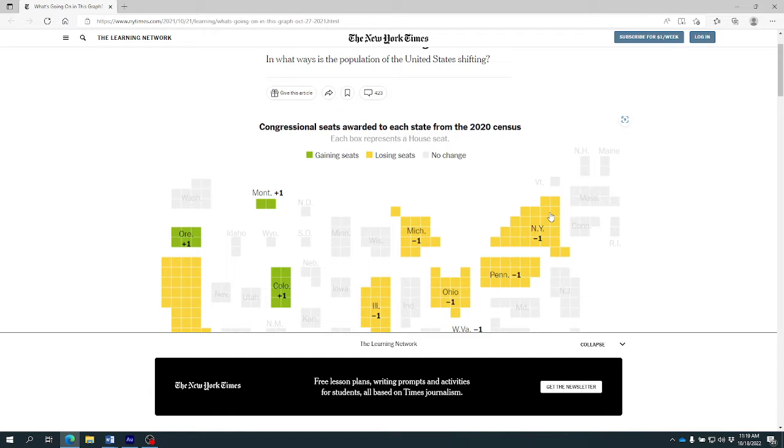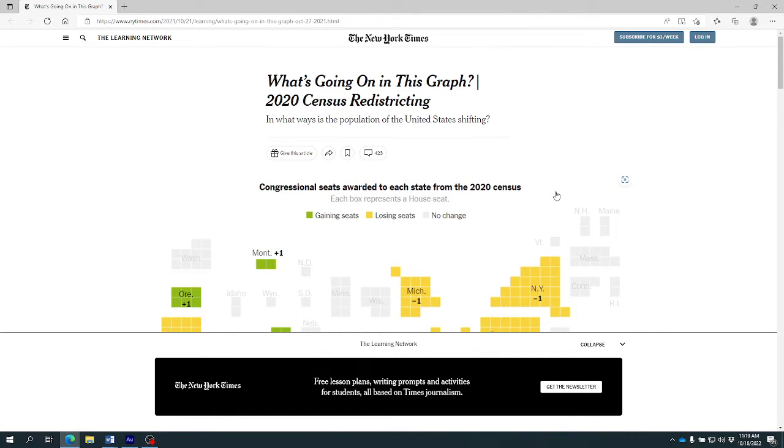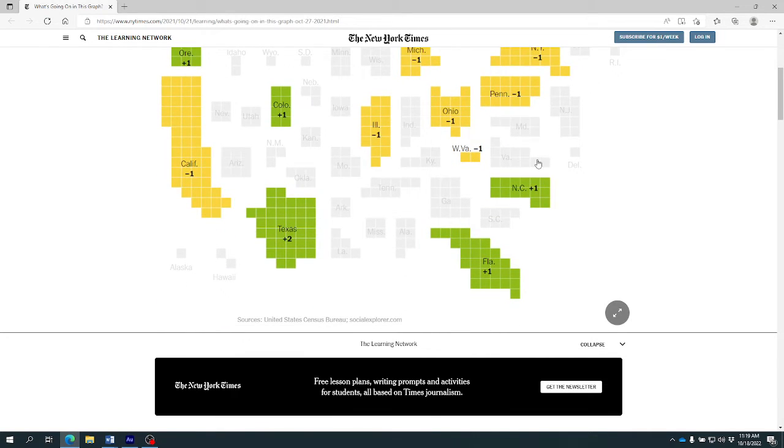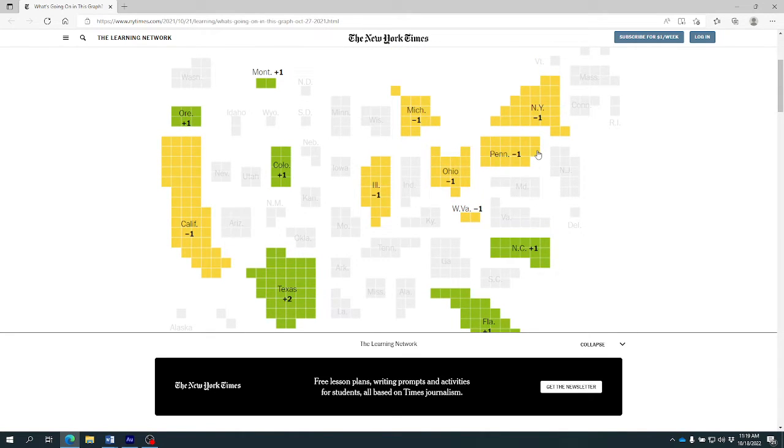And those watching the video will see this. For those listening, I did pull up one of those graphs from the New York Times, and this is What's Going On in This Graph: 2020 census redistricting. So for an assignment like this, what are students looking at, or what's connected with this?